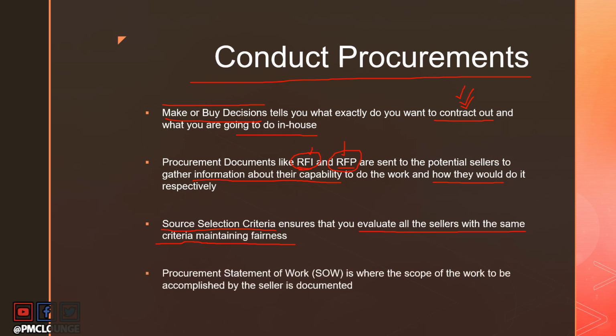Procurement statement of work, or the SOW, is where the scope of the work which is to be contracted out is documented. The entire scope of the work to be contracted out is documented in the SOW. So these are some of the documents which are required at this point.